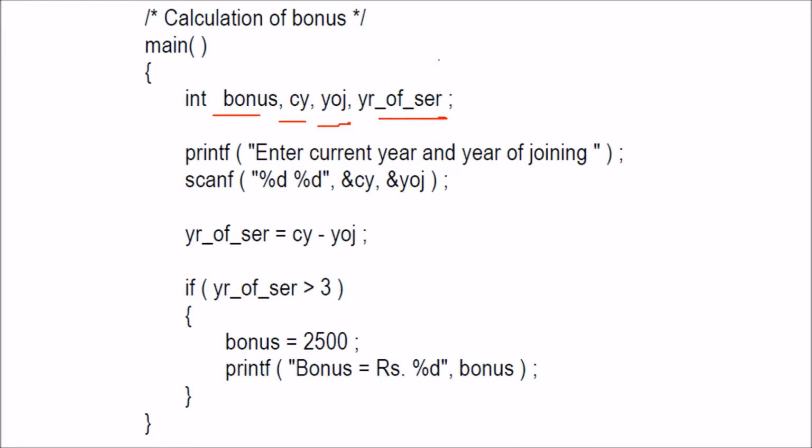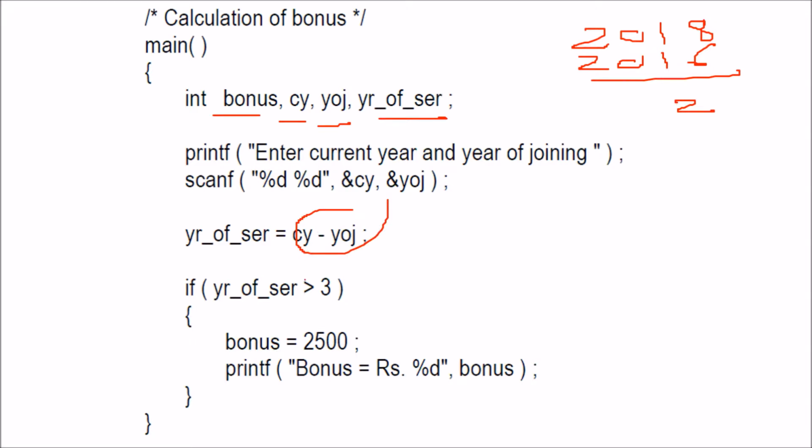Say somebody entered the current year as 2018 and he entered 2016 as the joining year. What is the difference? The difference is 2. So he won't get any bonus. But if he enters the current year as 2018 and he joined in 2013, that means he has worked 5 years. He is eligible to get the bonus.